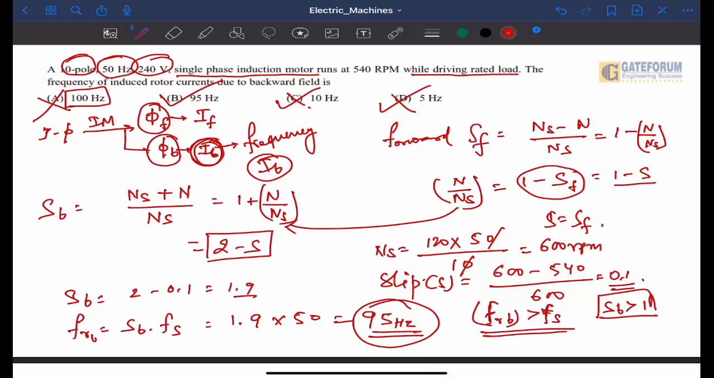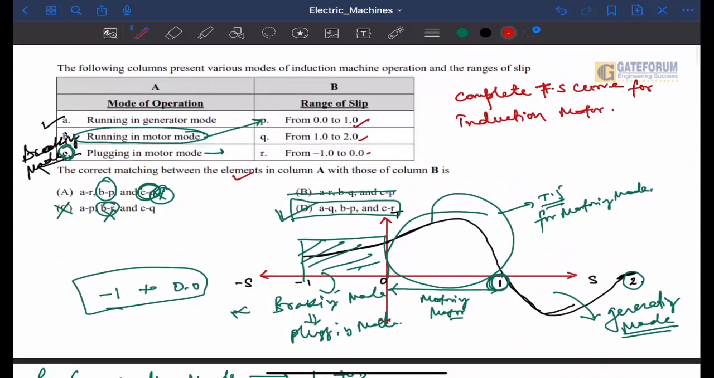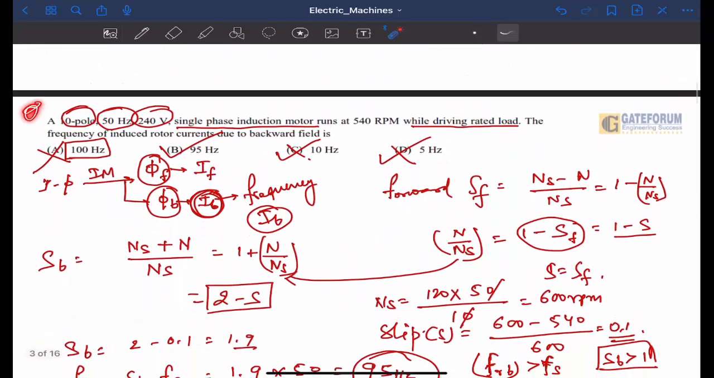But for your understanding, I have solved it in detail so that you can understand how the backward field slip is derived, and how it is interrelated with the forward field. Okay, so with this discussion we will move over to another question which was also asked in GATE 2023. These two problems are both very easy, and every student must get full marks in these questions.